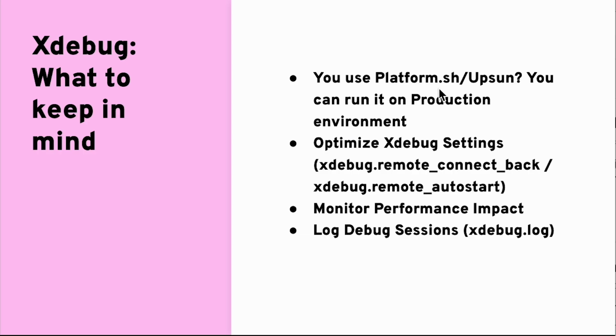What to keep in mind: if you are using Platform.sh or Upsun, you can run it safely on production environments. I would still recommend optimizing Xdebug settings to control when it's triggered and making sure you're not running it unnecessarily. Monitor the performance impact still, and log the debug sessions to track any issues that might happen and diagnose any debugging configuration or process. Limit traces though. If you are generating traces for profiling, limit their scope to essential cases to avoid excessive overhead.